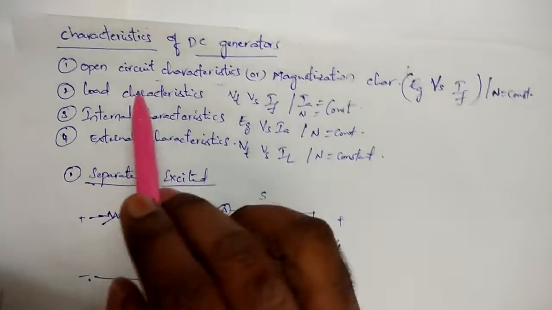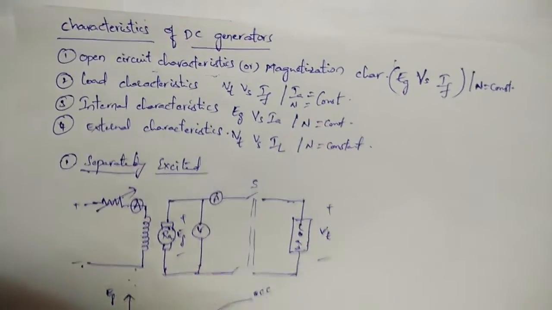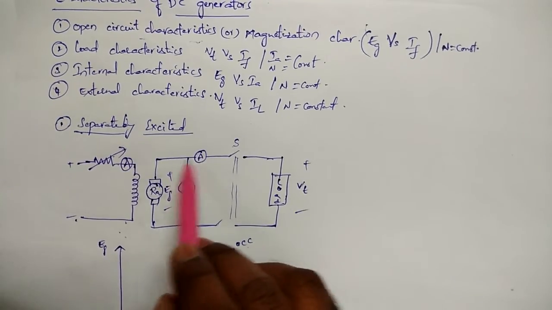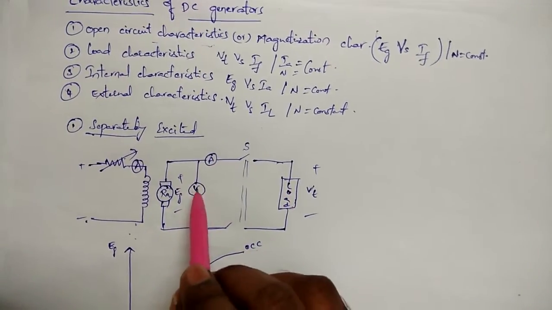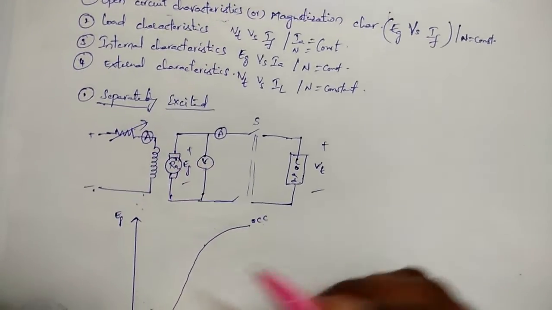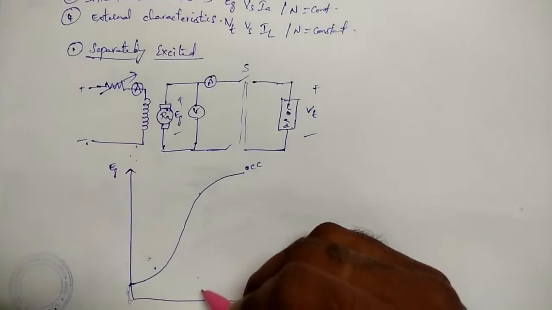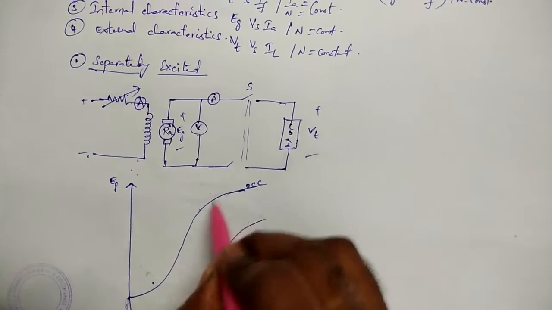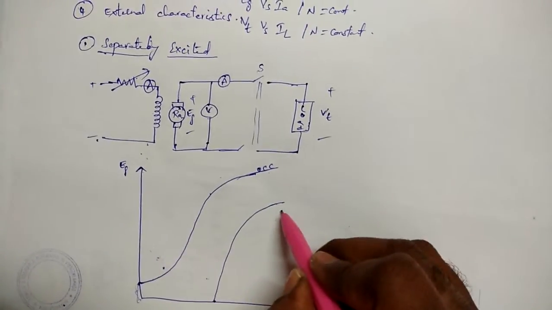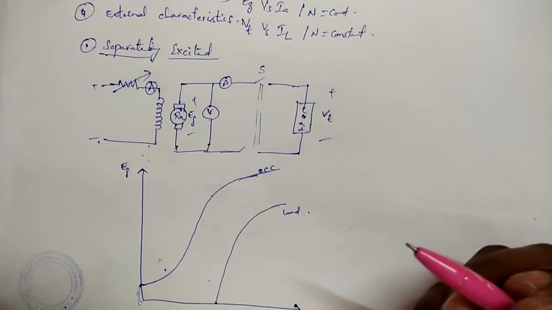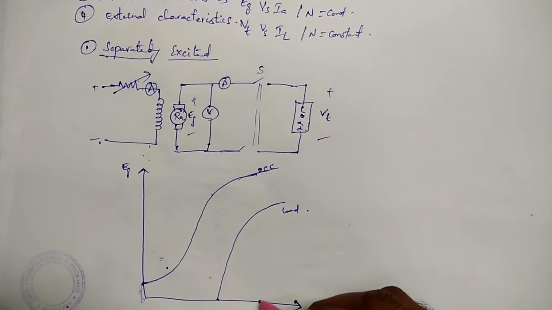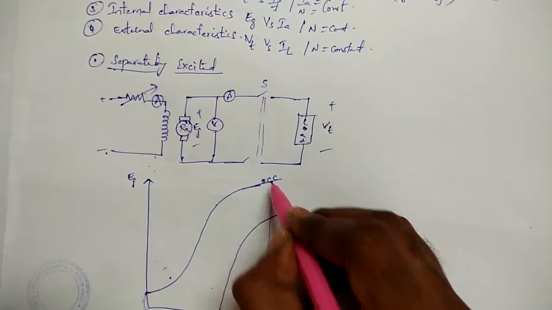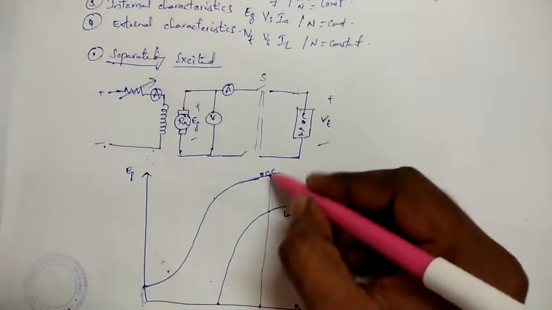Next, load characteristics. Load characteristics means VT versus IF. Now you have to close the switch, and make sure that throughout the experiment the armature current IA is constant, and note down the values of V and IF by changing the field current. You note down some readings, and that will be like this. If the OCC moves like this, this is the load characteristic. For a particular field current, this is the voltage generated at no load, and this is the voltage generated at load. That means it has decreased.